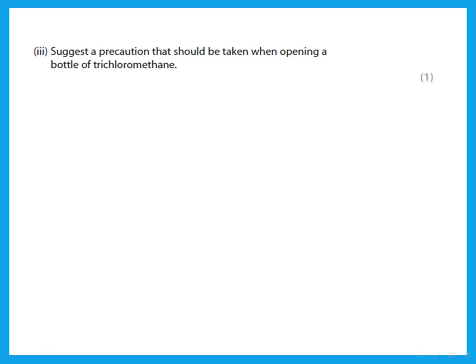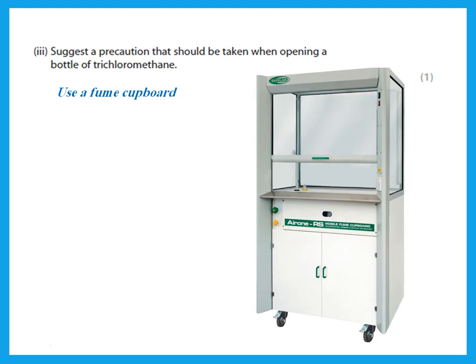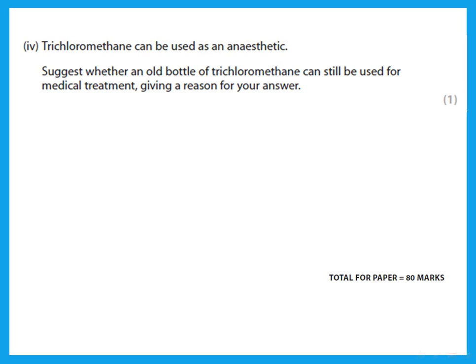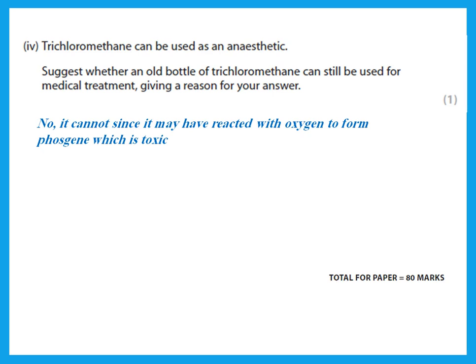Suggest a precaution that should be taken when opening a bottle of trichloromethane. You should realize that this will give phosgene. He said phosgene is a poisonous, very toxic gas, so we need to do this in a fume cupboard. Trichloromethane can be used as an anesthetic. Suggest whether an old bottle of trichloromethane can still be used. Well, if we have an old bottle, then it will probably not be very useful because it may have reacted with oxygen to give phosgene, which is very toxic, so I cannot use it as an anesthetic.